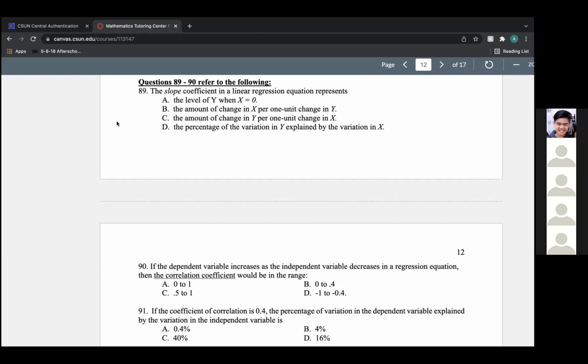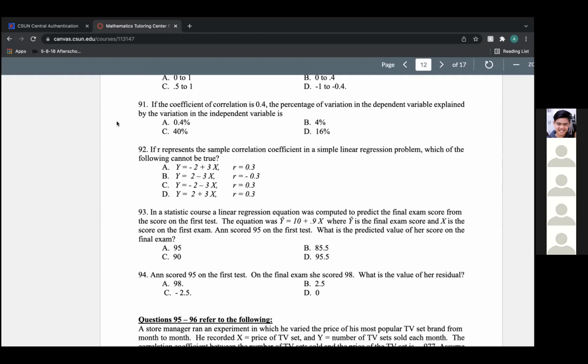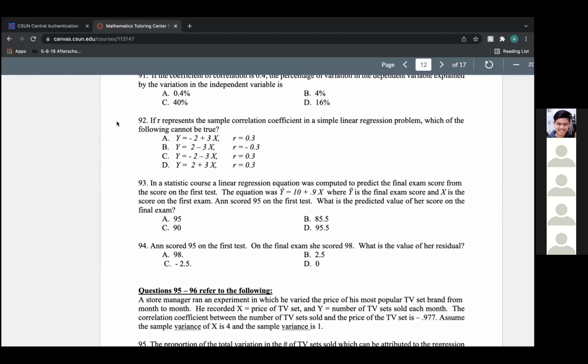91. If the coefficient of correlation is 0.4, if R is 0.4, the percentage of variation in the dependent variable explained by the variation of the independent variable is R squared. What is 0.4 squared? 0.16 or 16%. So the answer to 91 is D. Not by definition, but it just happens to be.